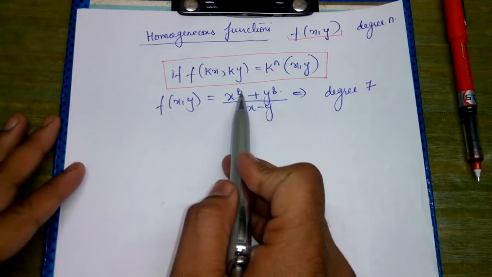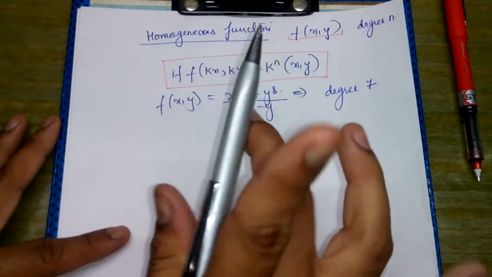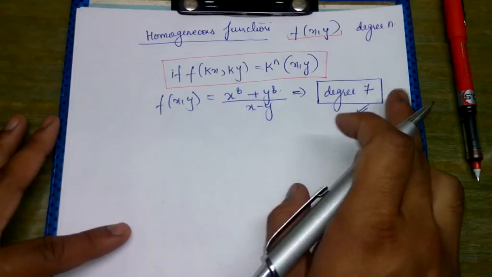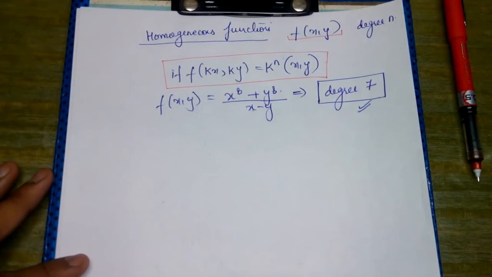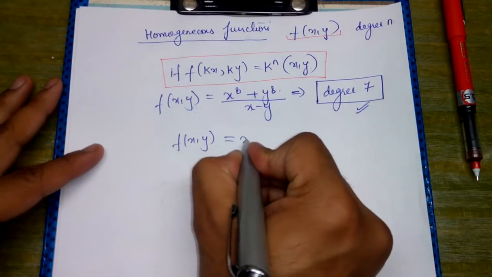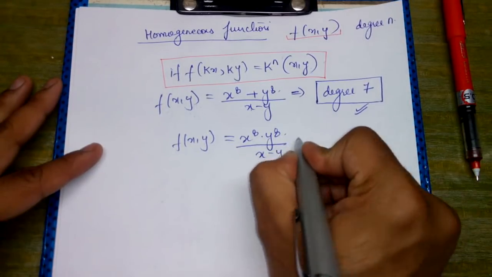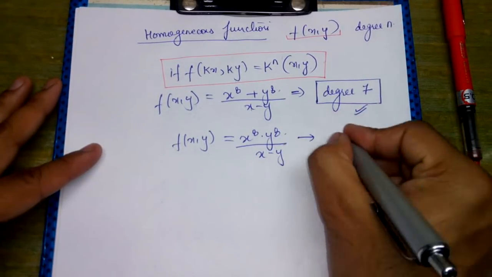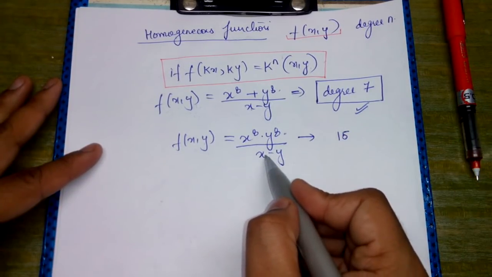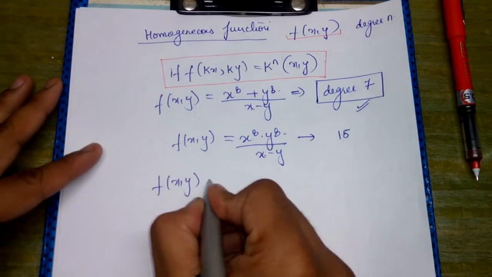Why degree 7? Because x to the power 8 is in the numerator and x to the power 1 is in the denominator. So the power will be subtracted according to the law of indices, and hence the degree becomes 7. Whereas if f(x, y) = x⁸y⁸/(x − y), this function is homogeneous of degree 15, because 8 plus 8 is 16, and 16 minus 1 is 15.